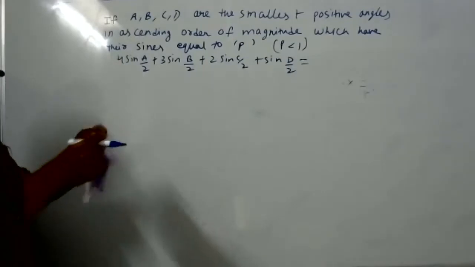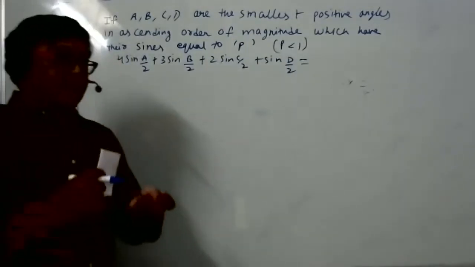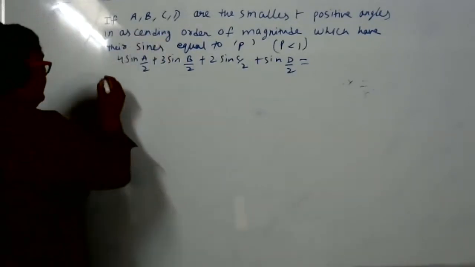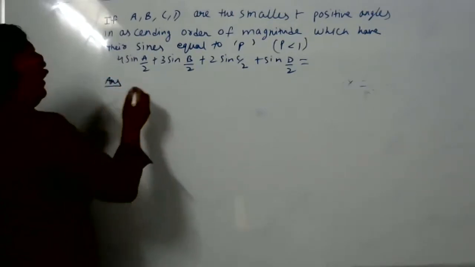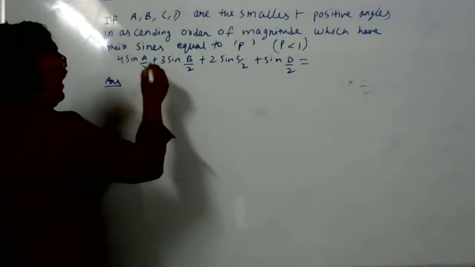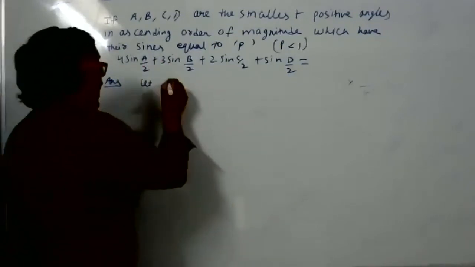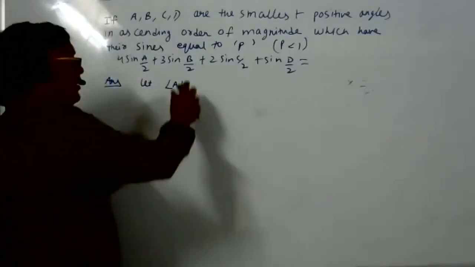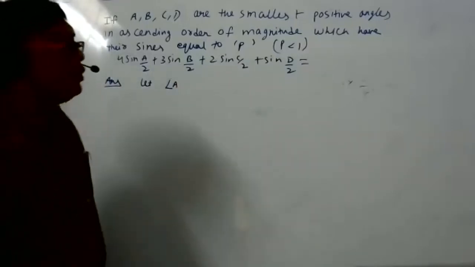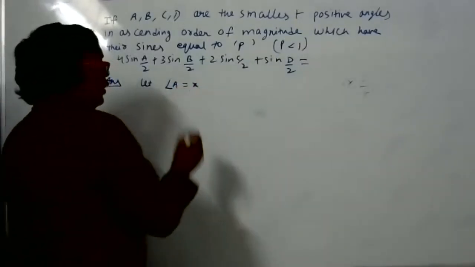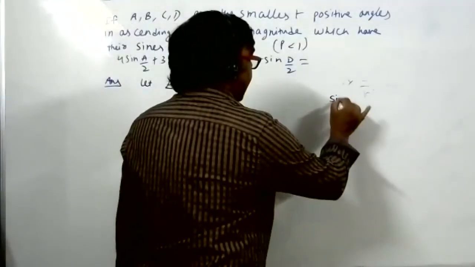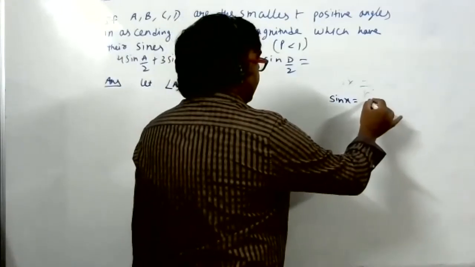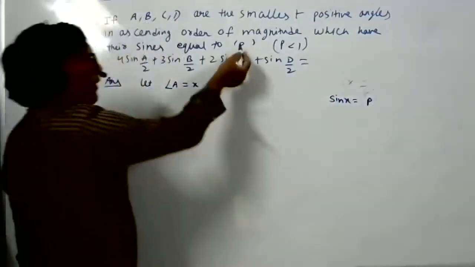Now students, as I was telling you, there can be many angles whose sine can be the same. But I want the smallest positive angle. Let A, B, C, D be the smallest positive angles. Let angle A be equal to X. Angle A will have some value, so I assume it as X. So don't write sin X. Sin X will have some answer. What answer will sin X have? Suppose sin X has answer P. Not suppose, it has the value P.